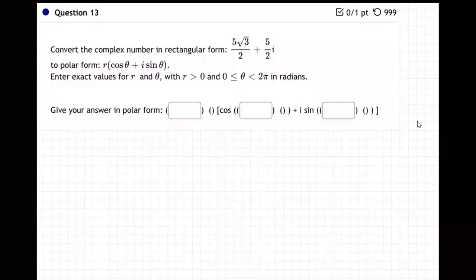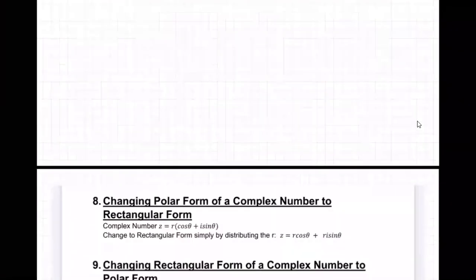On this question, they're asking us to convert the complex number in rectangular form to polar form, like r cos theta plus i sine theta. Enter exact values for r and theta. Give your answer in polar form. How do we do it? How do we go from a complex number in rectangular form to polar form?